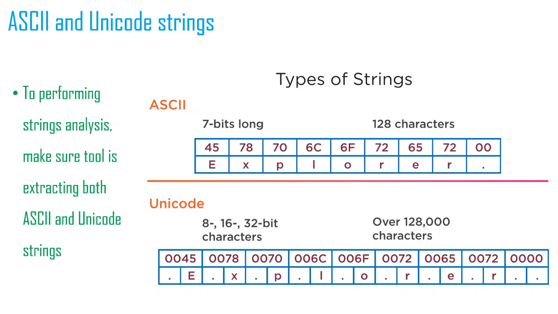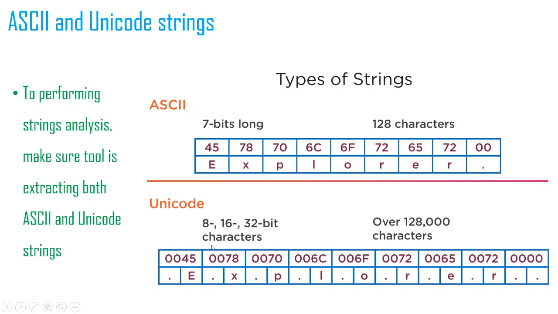In Unicode, the length of the string is 8, 16 or 32-bit characters, and we can create over 128,000 characters from Unicode strings. Here are some examples. The ASCII string is represented in hexadecimal format. For example, Explorer is my word. Capital E is represented with 45, X with 78, P with 70, L with 6C, and smaller e with 65. Dot is represented with 00.